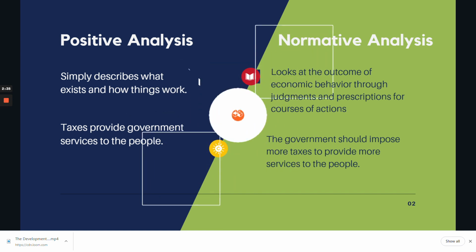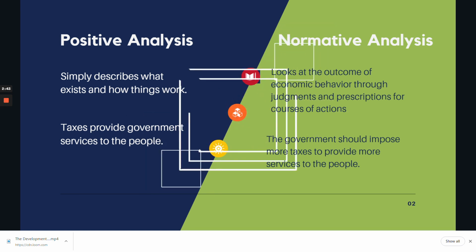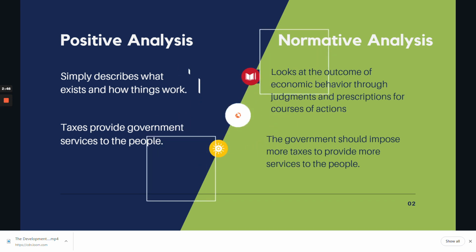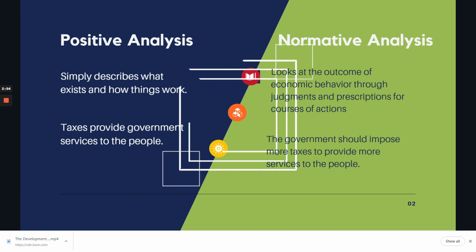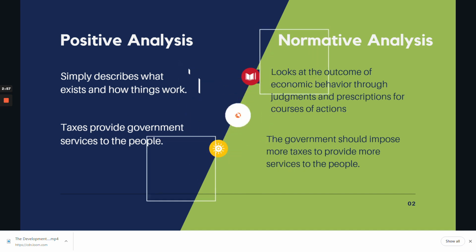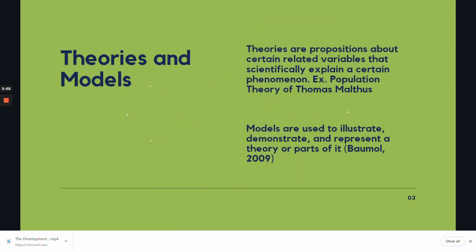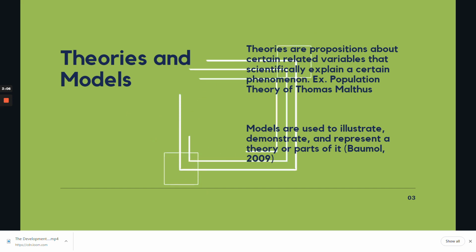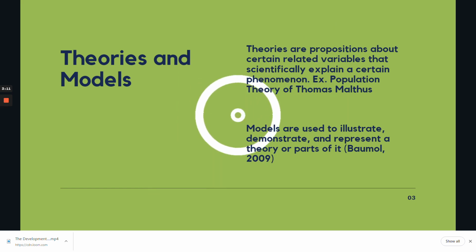So these two approaches are the vital tools for studying economics because economists apply them to come up with systematized conclusions that will be used to design economic policies and theories. Because in economics we have theories and we have models to follow. So let's discuss the theories and models in economics. Theories are propositions about certain related variables that scientifically explain a certain phenomenon.